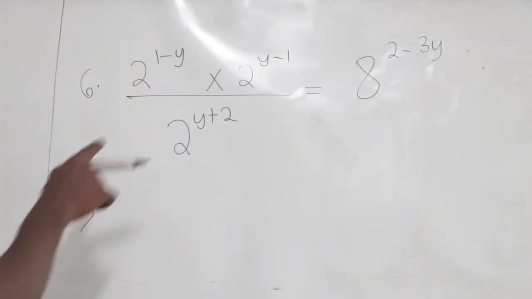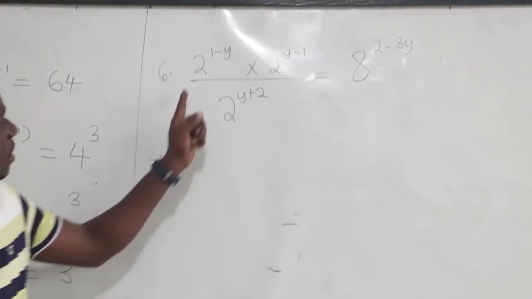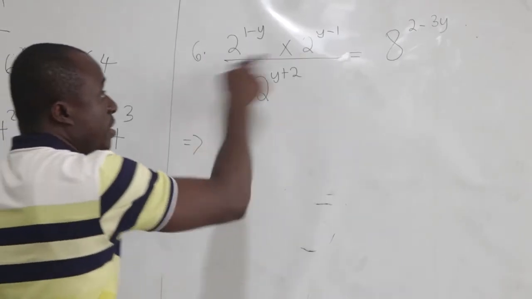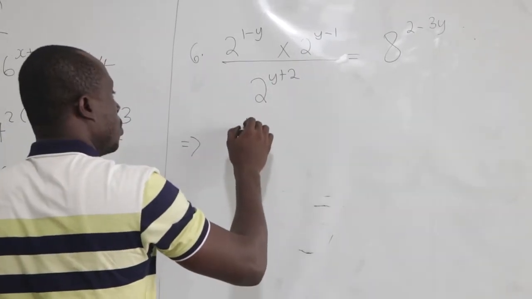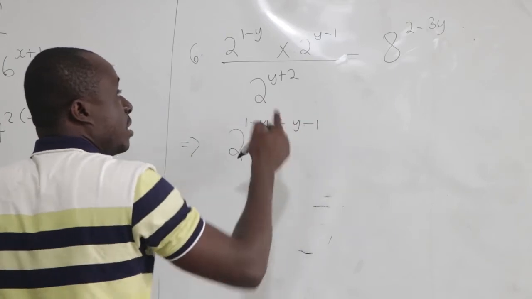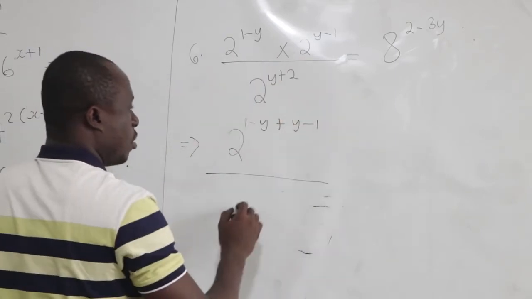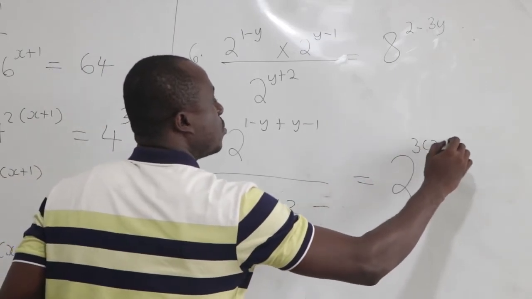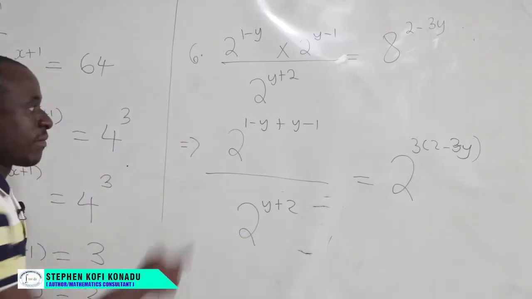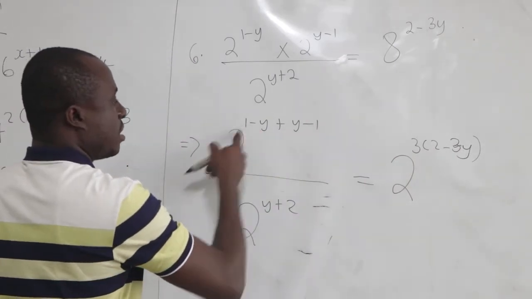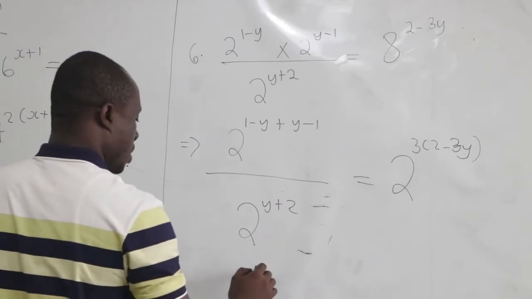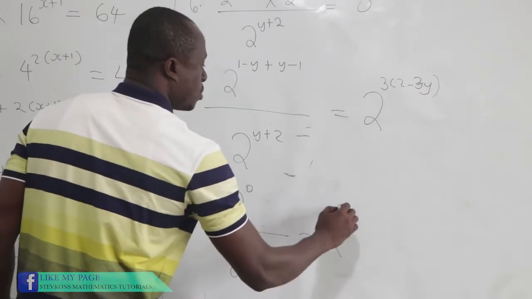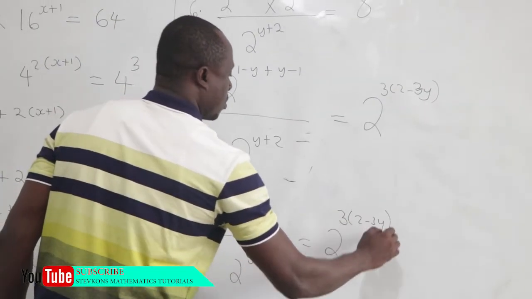So let's see, we can see that the bases are the same. But here, we can change this 8 to 2 to the power 3. Now because the bases are the same and we are multiplying, this is just the same as 2 to the power 1 minus y plus y minus y, all over 2 to the power y plus 2. This is 2 to the power 3 times 2 minus 3y. Now, this and this will cancel. This and this will also cancel. So we have 2 to the power 0 all over 2 to the power y plus 2 equal to 2 to the power 3 times 2 minus 3y.